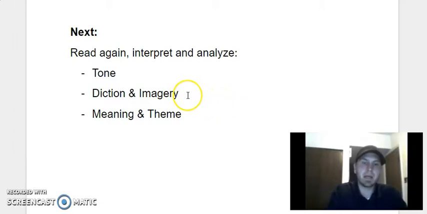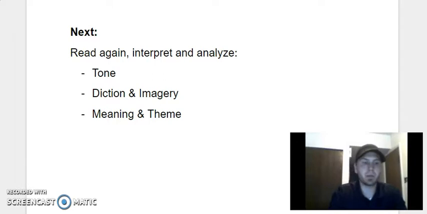Okay, so next here we have diction and imagery. Diction is a word that describes what type of words and phrases the speaker is using, their style. And the imagery is asking, what do these words and phrases make us see? What type of images do they bring to mind?